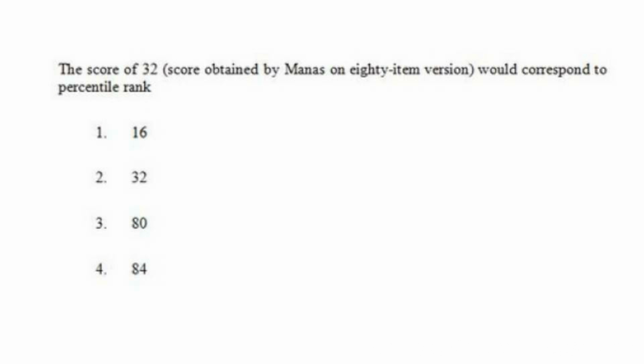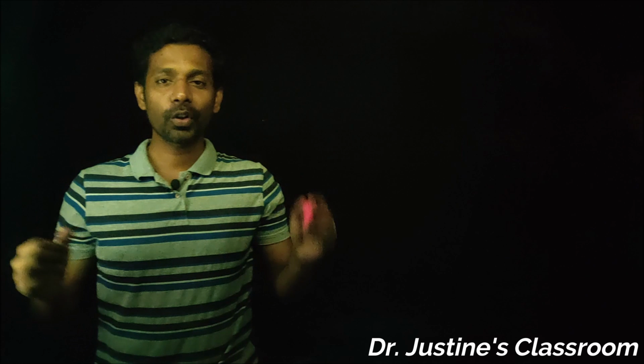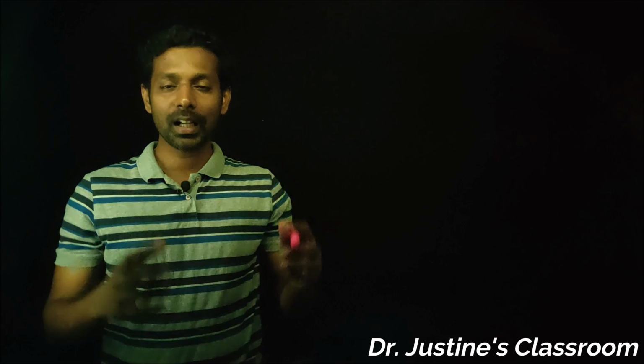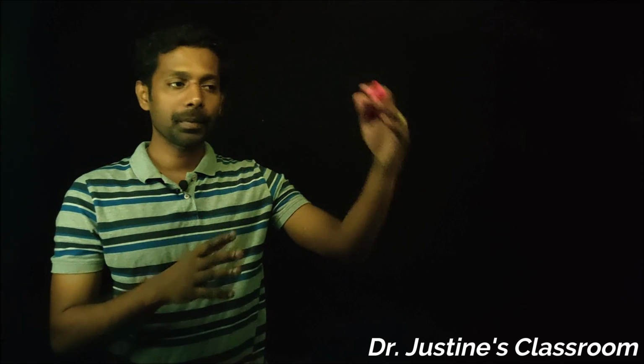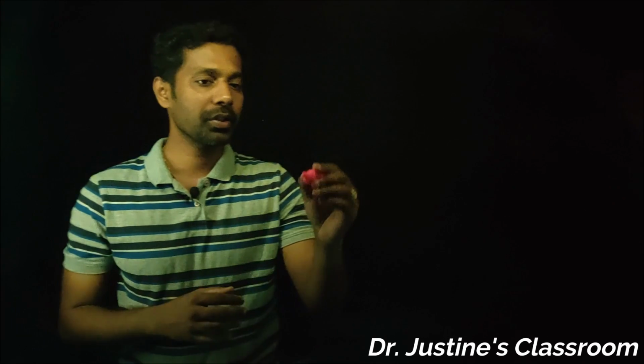Go to the next one. The score of 32, that a person, Manas, got, would correspond to percentile rank. Now we need to think about the normal curve property here. So always remember that when you have data where normal curve properties are mentioned, they will be referring to area under the normal curve. Most probably they will be doing that one. So let us draw the situation here.